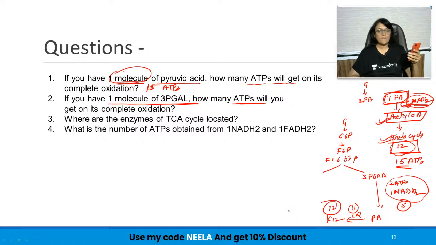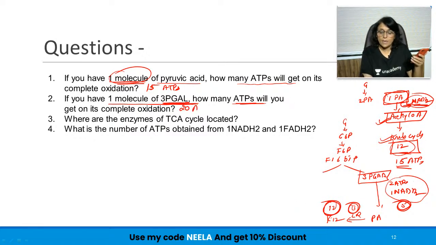How many ATPs will we get if you are starting from one molecule of 3-PGAL, that means you've started from here? When fructose 1,6-biphosphate breaks into two compounds, you're talking about one. We got one NADH2 and two ATPs, then a link reaction, and then Krebs cycle. So you'll have to add 5 from here, 3 from here, and 12 from here. Got it? So here we will get 20 ATPs. Is this clear now?